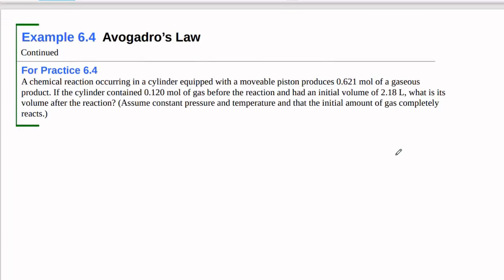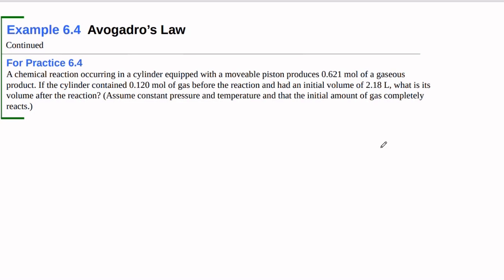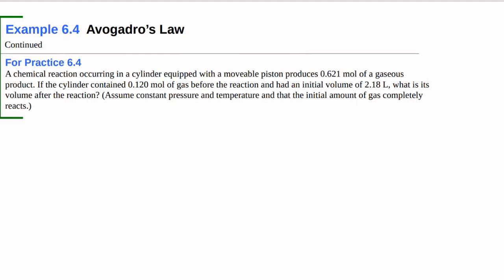Okay, so now we'll do a practice problem. A chemical reaction occurring in a cylinder equipped with a movable piston produces 0.621 moles of a gaseous product. If the cylinder contained 0.120 moles of gas before the reaction and had an initial volume of 2.18 liters, what is the volume after the reaction, assuming constant pressure and temperature and that the initial amount of gas completely reacts?